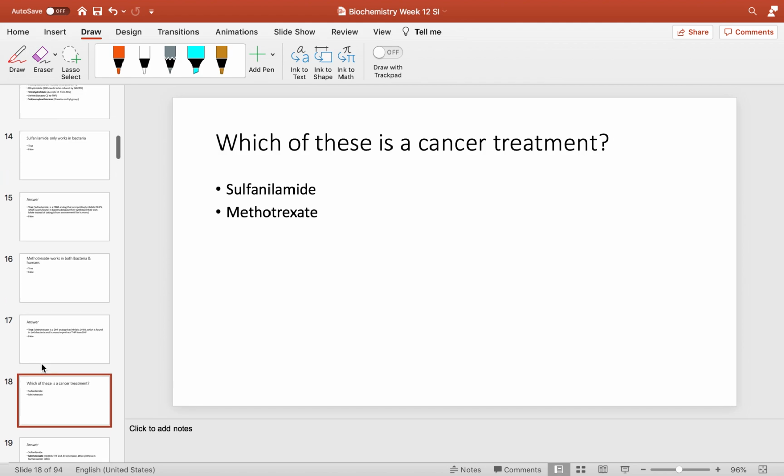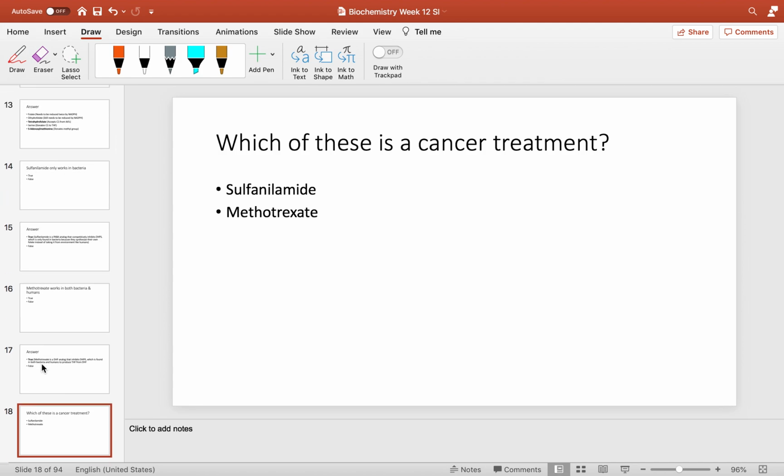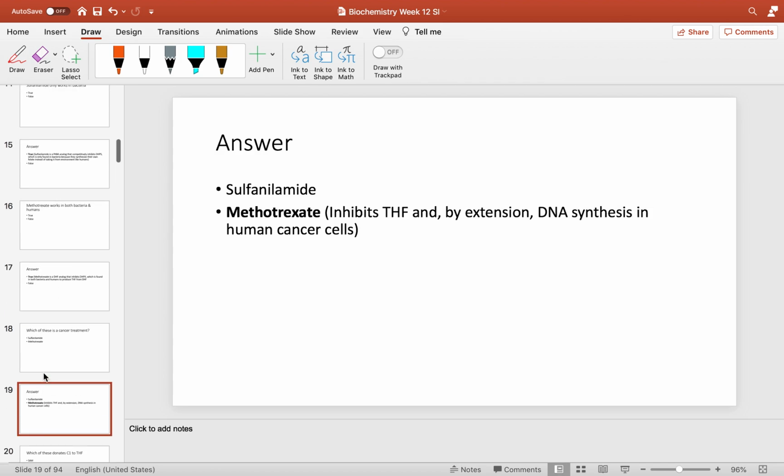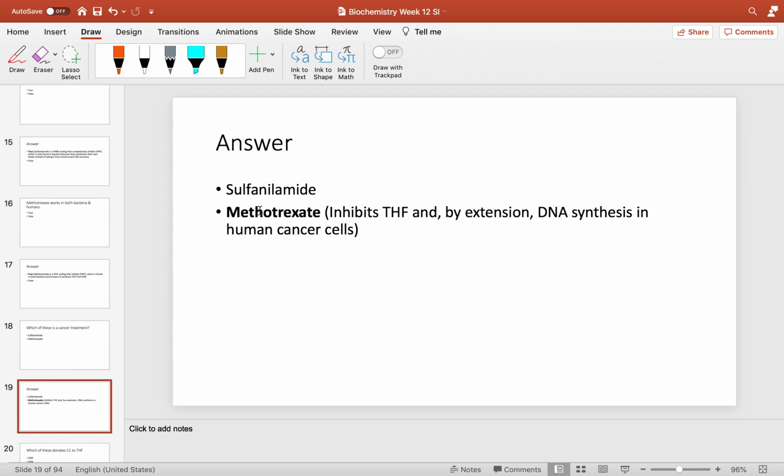Which of these is a cancer treatment? Alright, I guess I gave that one away. So yes, this one is methotrexate, because remember, THF and other one-carbon carriers are important for nucleotide and DNA synthesis. And cancer cells really need to replicate their DNA a lot quicker than our normal cells. So if you inhibit one-carbon metabolism, you, by extension, inhibit DNA replication.